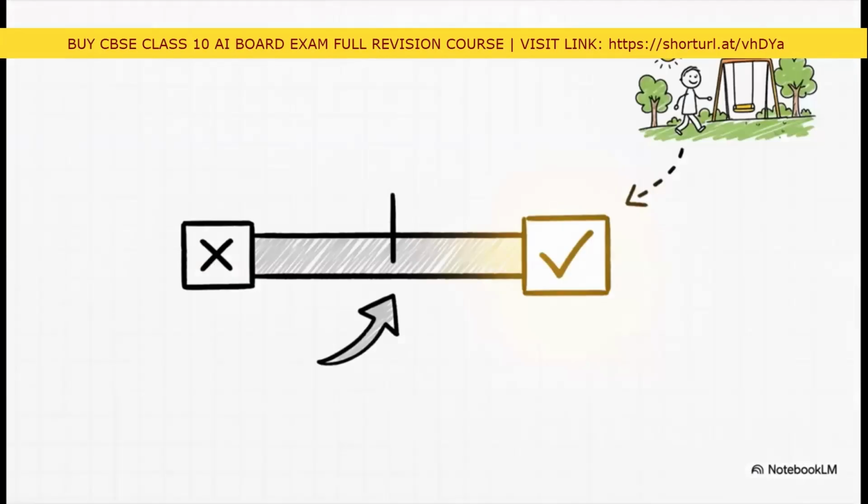And boom, the final step. The rule for our neuron is super simple. If the final score is greater than 0, the answer is yes. If it's 0 or negative, the answer is no. Our score was 0.5. That's positive. So the neuron has made its decision. We're going to the park.